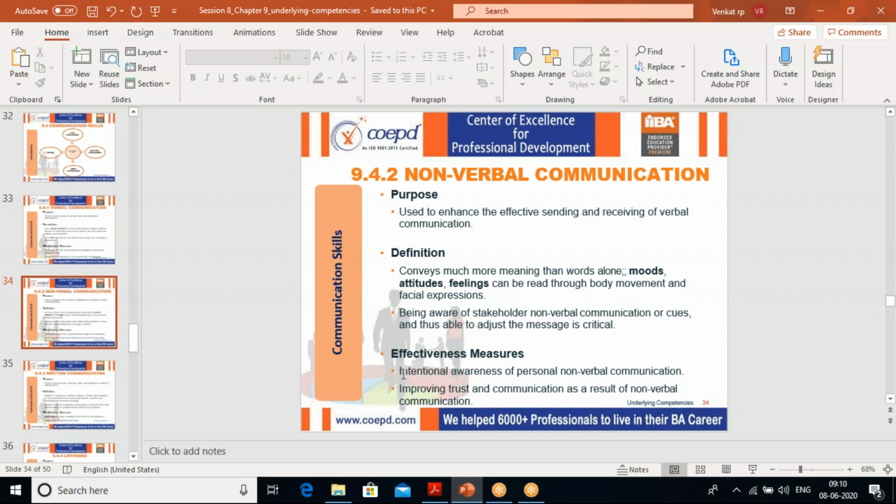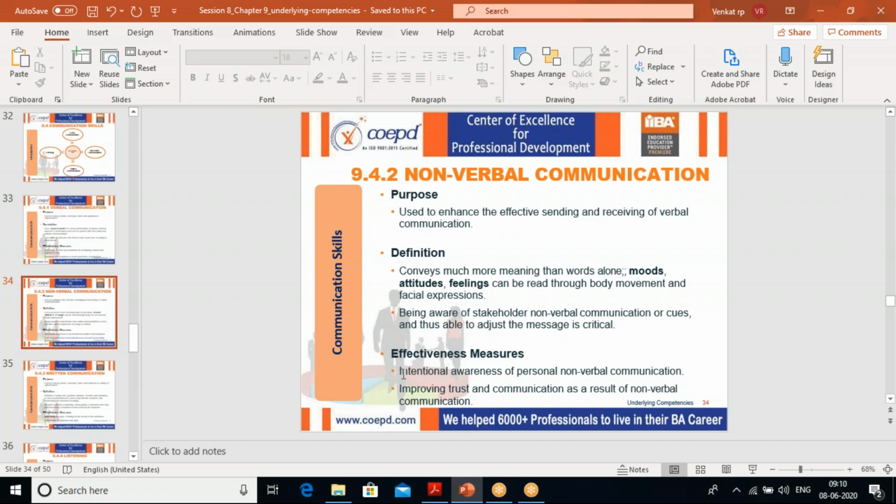Non-verbal means how you make your gestures, and even while writing the words, you will understand what mood the other person is in and what they are thinking about it.